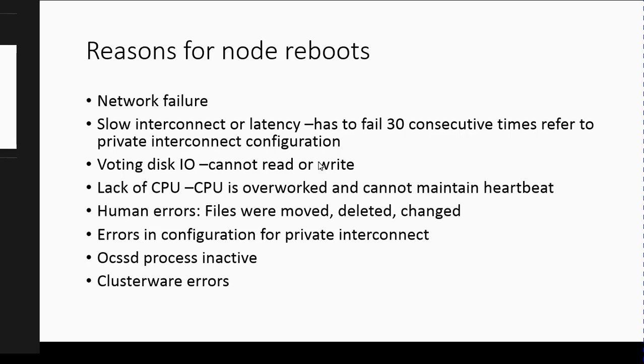And this is very important. You know what, I should have mentioned this to you guys earlier on. You have to configure this. This is very important: the private interconnect configuration. Based on that configuration, you're either going to have a private high-speed interconnect, or you're going to have slower interconnect connections or communications. And again, another issue might be your OCSSD process is inactive.